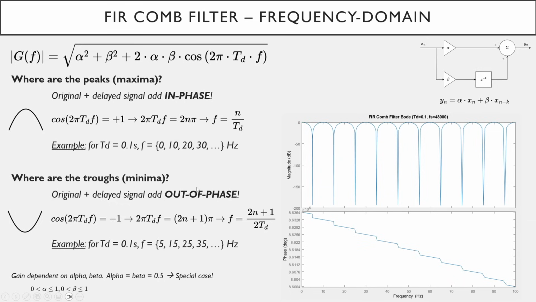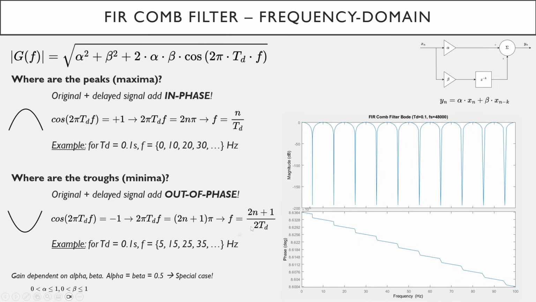Same thing we can do with our troughs or minima. This is where our original and the delayed signal add completely out of phase. We get maximum cancellation. The same method as before, we are equating our cosine term to -1, rearranging to find values of f where we get minima. And this turns out to be (2n plus 1) over 2 times the time delay.